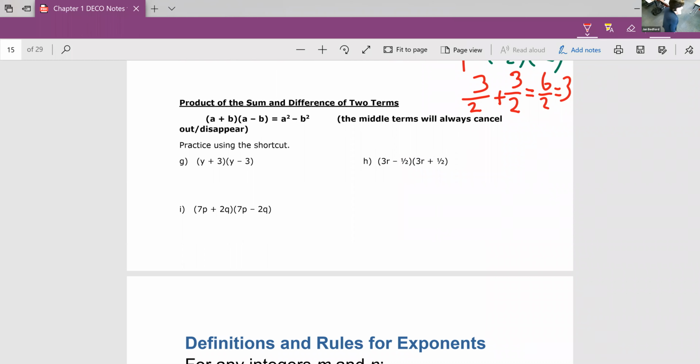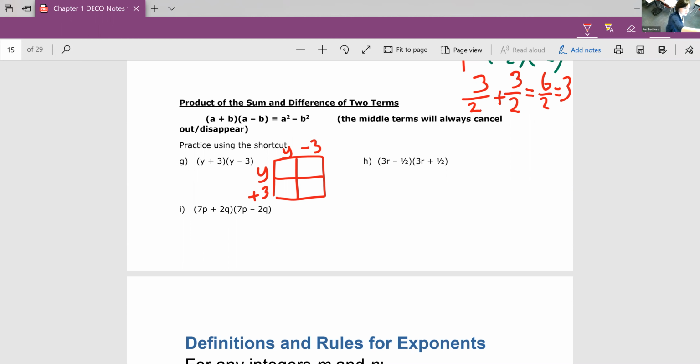And if I look at G, do I have 2 terms times 2 terms? Can I use the box? Yeah, I can use the box. So if I do that, if I put the first parentheses beside my rows, what am I going to put here? Y. What's going to go down here? Plus 3. Now let's go across the top and on the columns. First column will be Y. Second column will be minus 3.